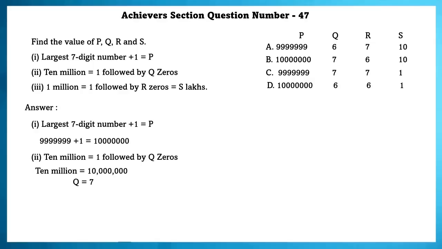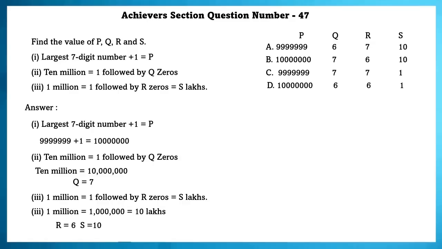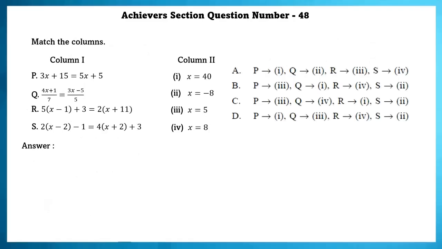10 million is equal to 1 followed by 7 zeros. Third one, 1 million is equal to 1 followed by R zeros, which is equal to S lakhs. So R is equal to 6 and S is equal to 10. Achiever section question number 48.